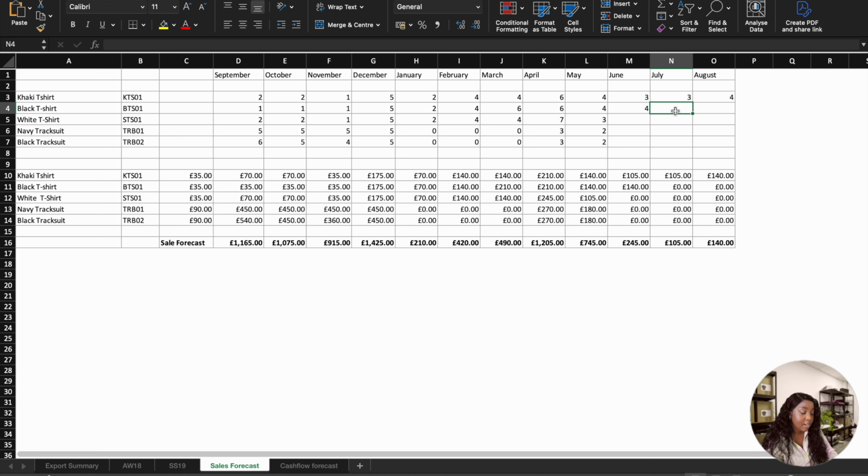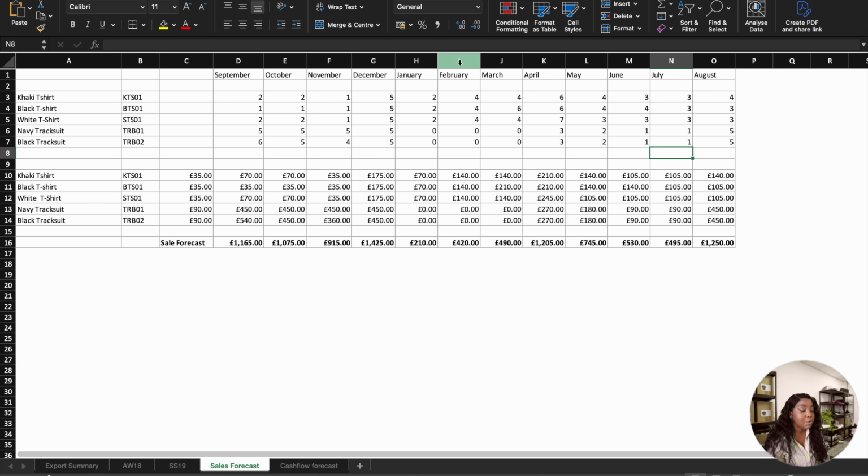So let's say 4, 3, 3, 3, 3, 3. That means we'll have 1 of these white t-shirts left over. In August, people might start buying tracksuits again, so I'm gonna pop 5 into there, and then in the rest of these months I'm gonna put 1.